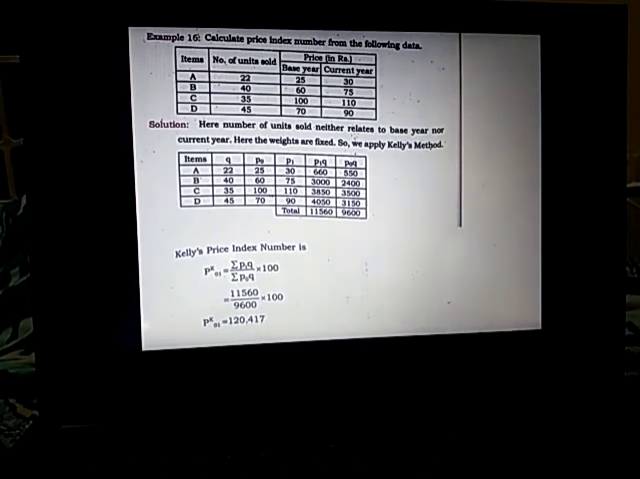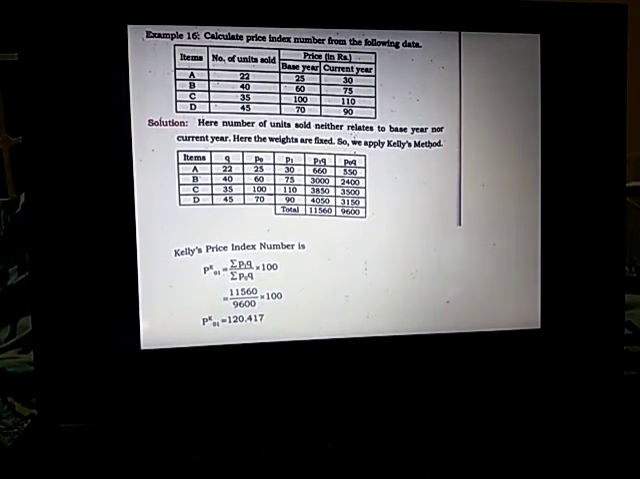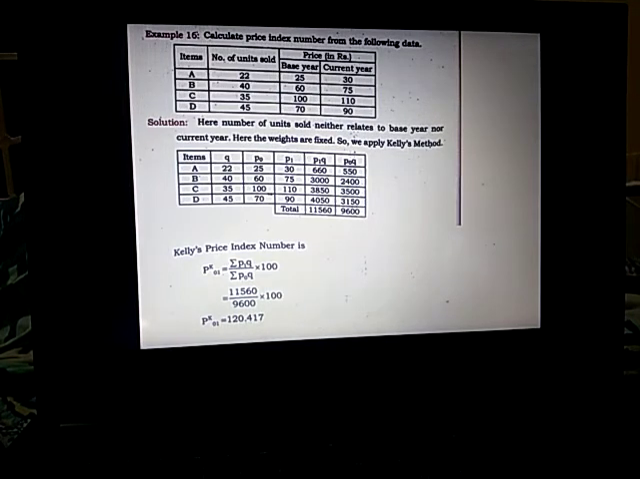The next example, calculate the price index number from the following data. Here the method is not specified, but depending on the quantities given, we'll have to find which method to use and then calculate the price index number. Four items are given, the number of units sold is given, and the prices in the base year as well as in the current year are given. So here the number of units sold relates neither to the base year nor the current year. Here the weights are fixed. So we apply Kelly's method.